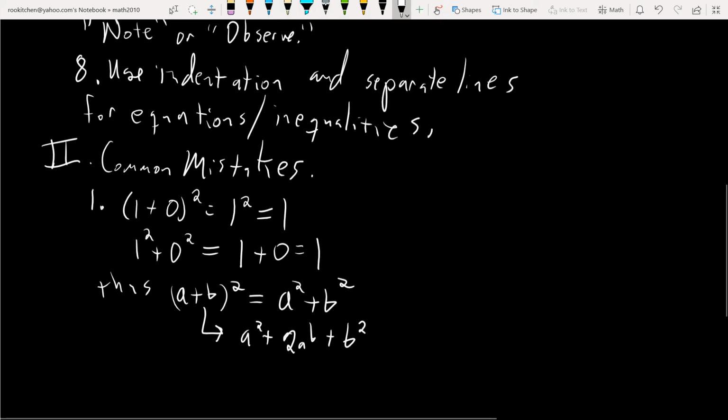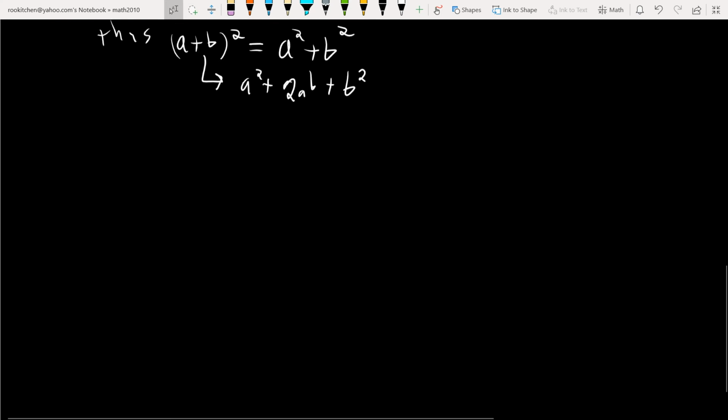So don't do that, okay? Don't say just because it happens in this one case, that means it's always going to happen. That's bad news.